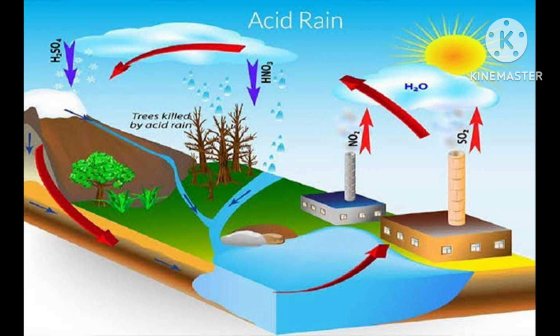It will form oxides, NO, NO2, NO3, various oxides it can form. And this again will mix with water and form acid. It will form nitric acid, HNO3. And nitrogen, sulfur and carbon dioxide, all three are also due to human activities, due to pollution. Because now many industries are there.